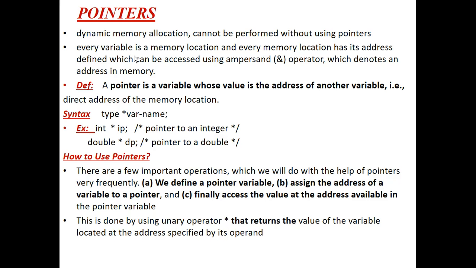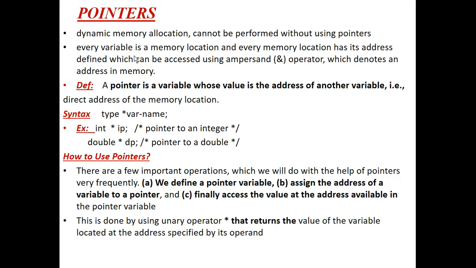Next, understand the second point. Every variable has a memory location. As soon as you declare a variable and assign a value, that value is stored in some memory location, and our compiler allocates that memory location to the variable. Every memory location has its address defined. So the compiler allocates some address to that variable.